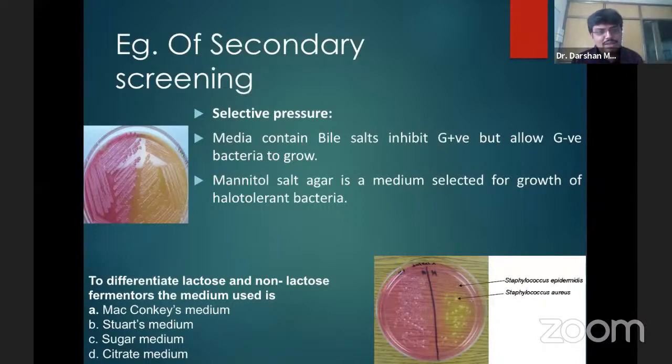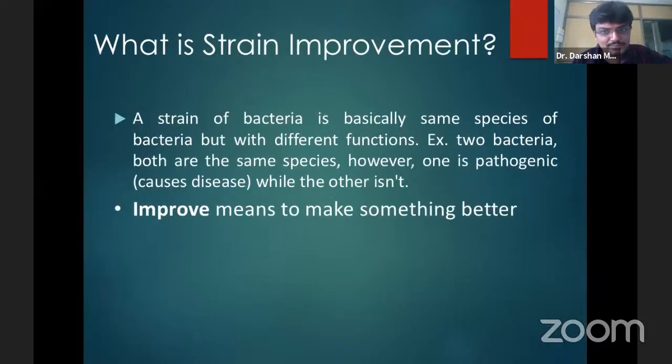Okay, so that particular thing is clear, I hope, in your mind. MacConkey agar is utilized to differentiate between lactose fermenters and non-fermenters. That is an example of secondary screening. Yes, it changed the pH. Very good answer. Another very important point from where the maximum questions are asked is strain improvement.